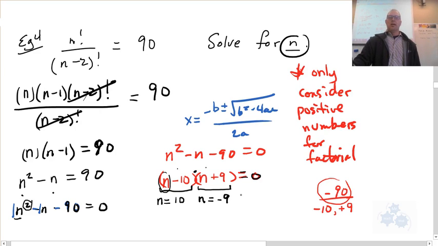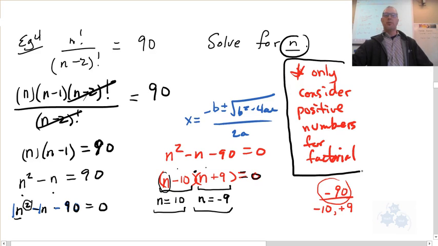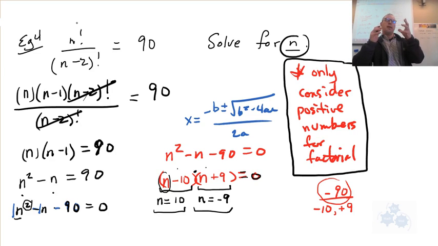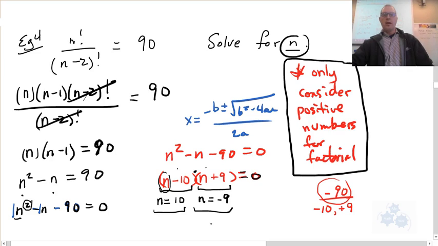Now, we have two possible answers, but for factorial, this is really important. I haven't mentioned this yet in this lesson, but you only consider positive numbers in these factorial equations. We can't have a negative value for n factorial, because the definition of factorial is that it starts with a number and you multiply all of the numbers that are one less than that number until you get to 1. So it doesn't include any negative numbers. That means we reject negative 9 as a possible solution. So our answer here is n equals 10.